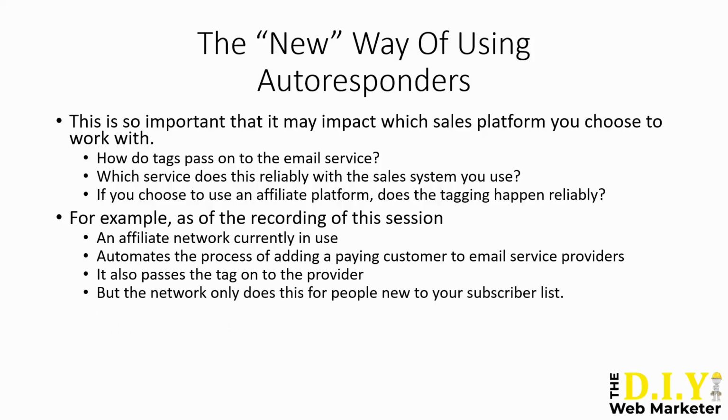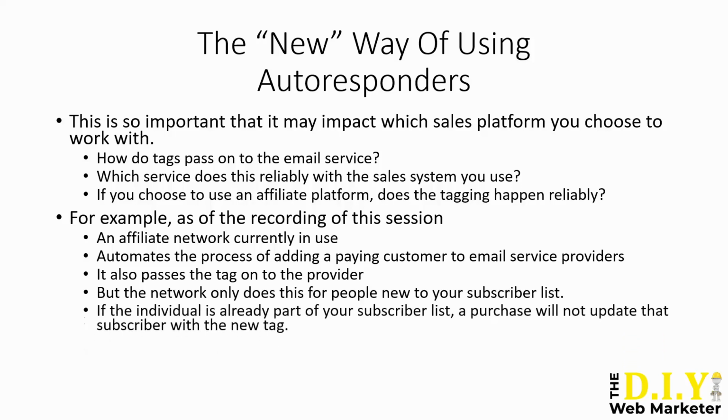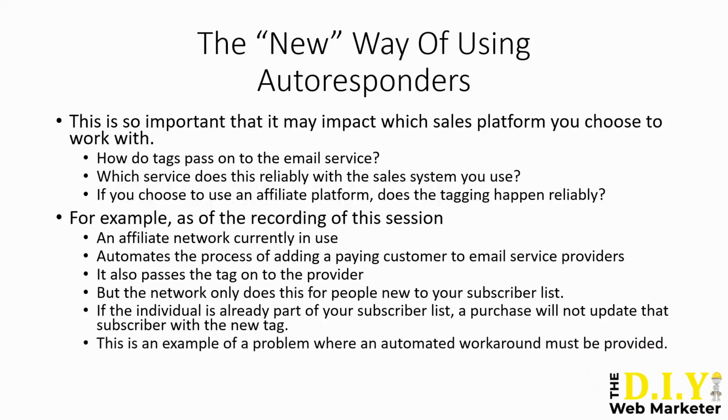So if you have a person that's already on your subscriber list and that person buys something through that sales system, the affiliate network will not add the appropriate tag to that person. And so if you're going to use that system, you've actually got to go back and add the tag manually, or you've got to figure out another automated system. And this is an example of a problem when an automated workaround is going to have to be provided. But again, the benefit of having the individuals tagged correctly and using one list as opposed to 10 inside of your autoresponder trumps the simplicity of having 10 different lists.